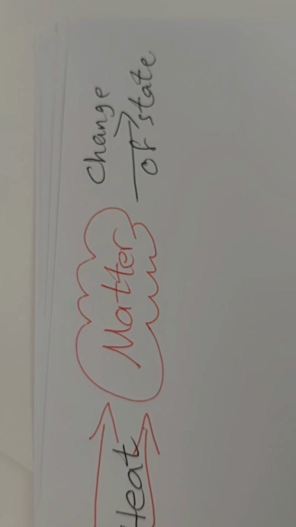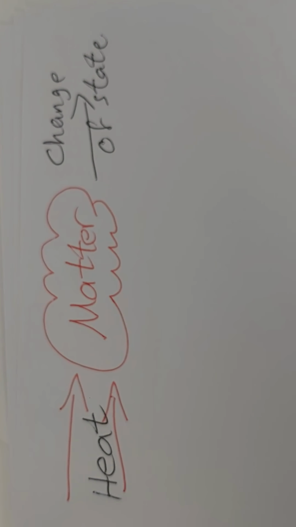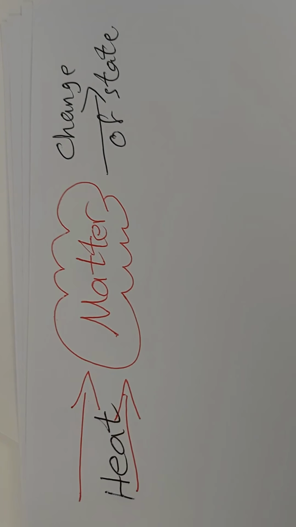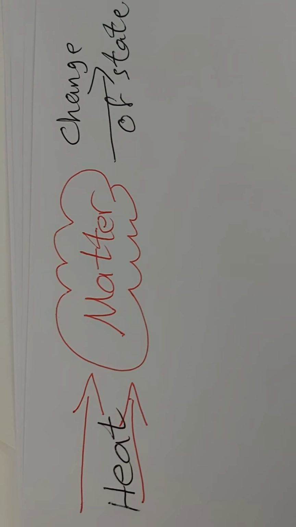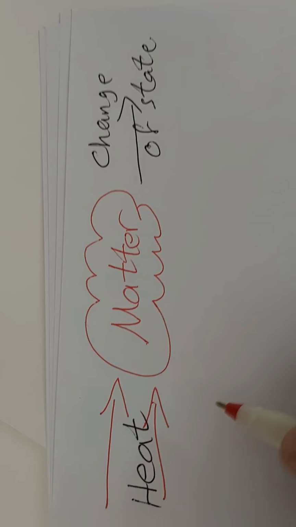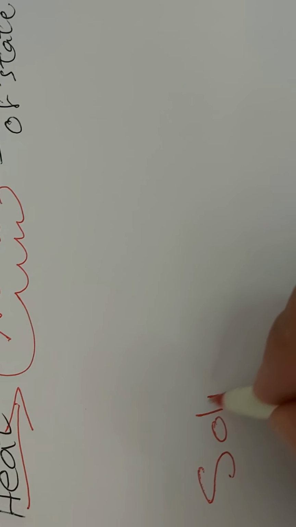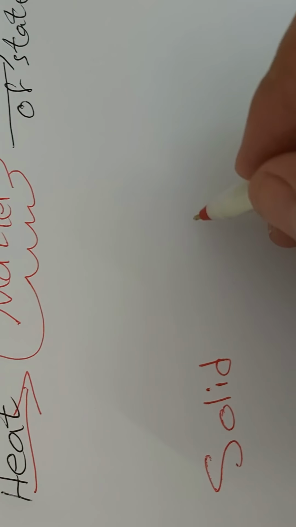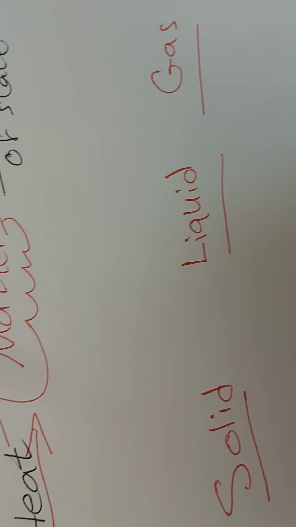So adding heat or removing heat to the matter, it will change its state from solid to liquid or liquid to solid, from liquid to gas or gas into liquid. So we have three different states of matter. We said solid, then liquid, then gas. So we have three different states: solid, liquid, and gas.